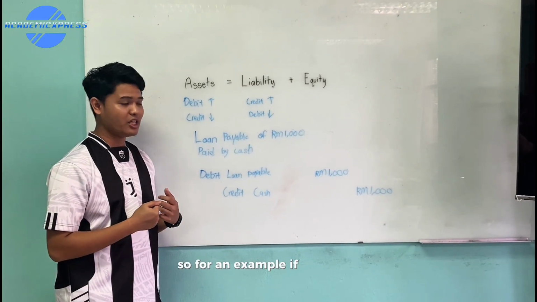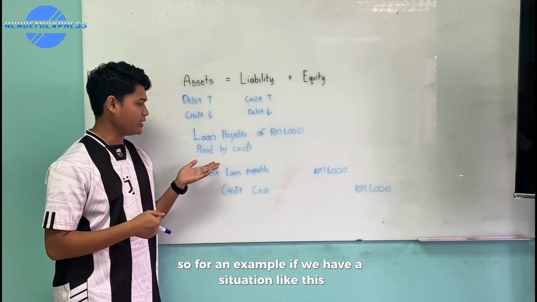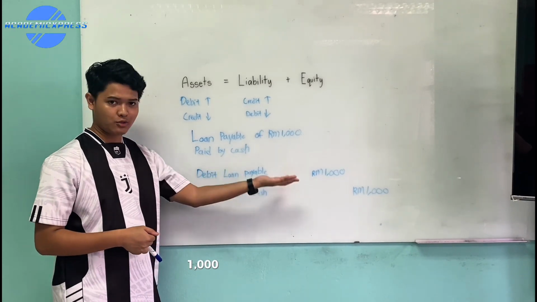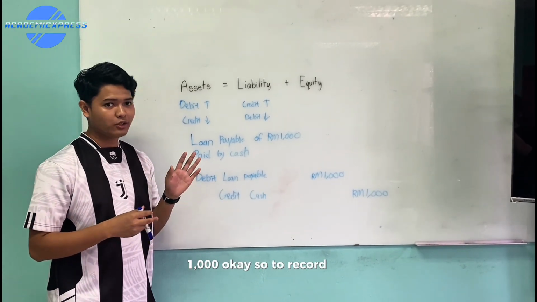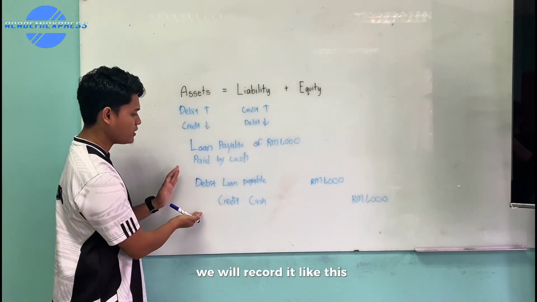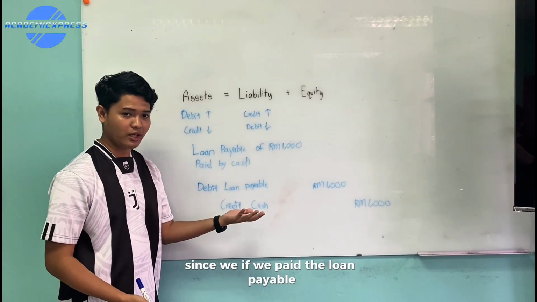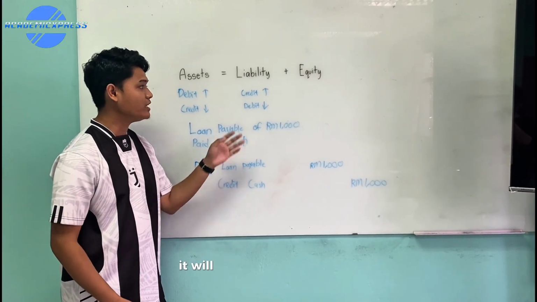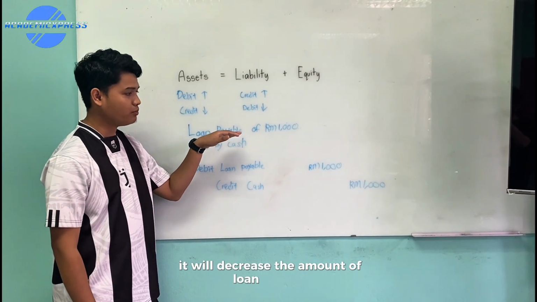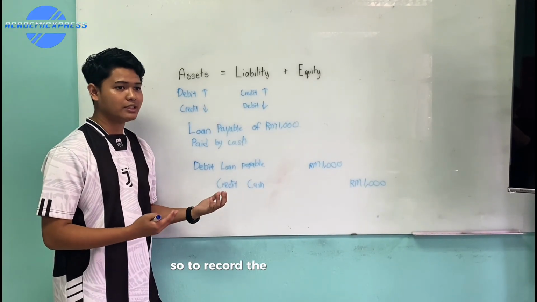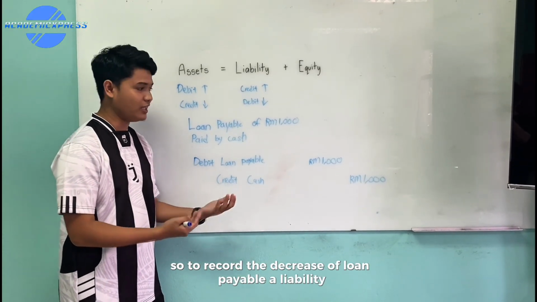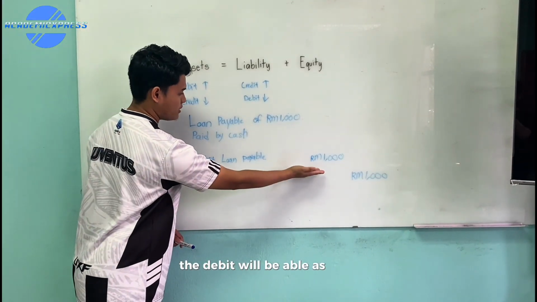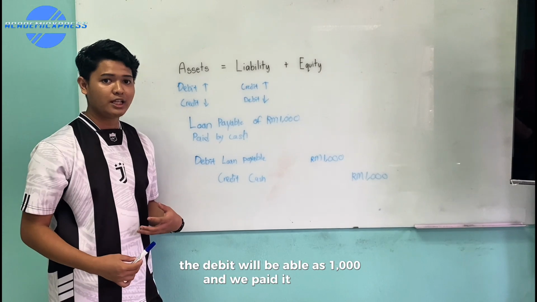So for an example, if we have a situation like this, we have a loan payable of 1,000 paid by cash, 1,000 rand. So to record this transaction, we will record it like this. Since the loan payable is a liability, if we pay the loan payable, it will decrease the amount of loan payable. So to record the decrease of loan payable, a liability, we will record this as a debit. Here, debit loan payable is 1,000 and we paid it by cash.